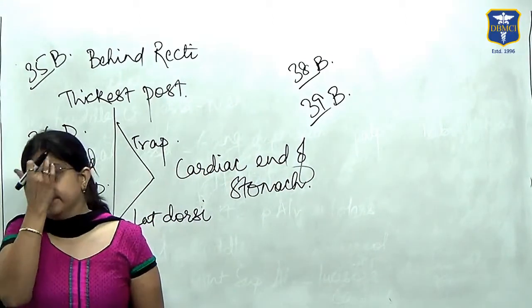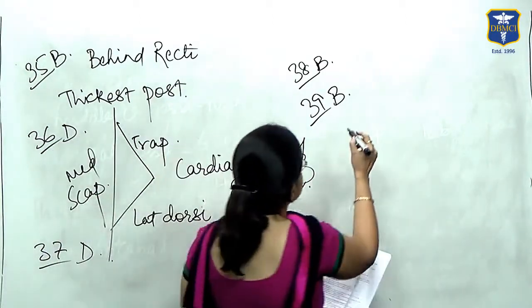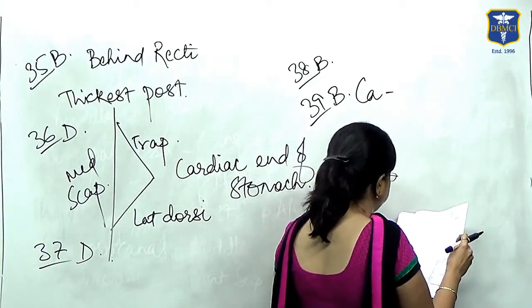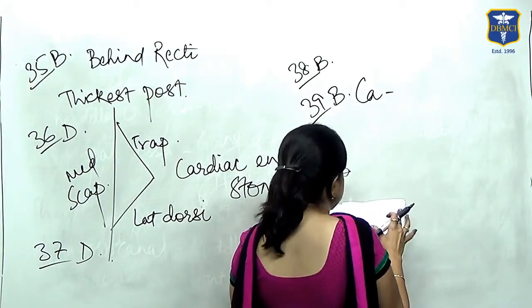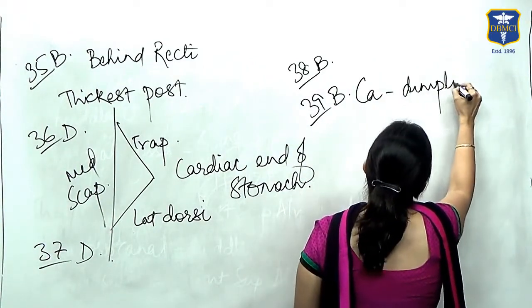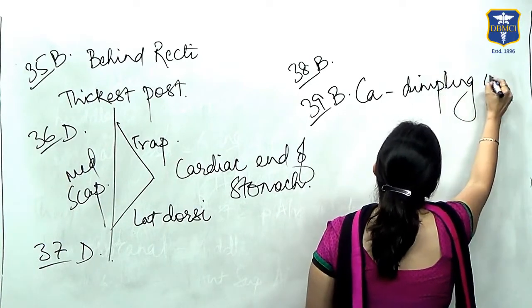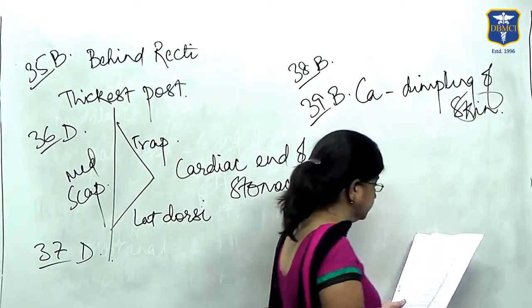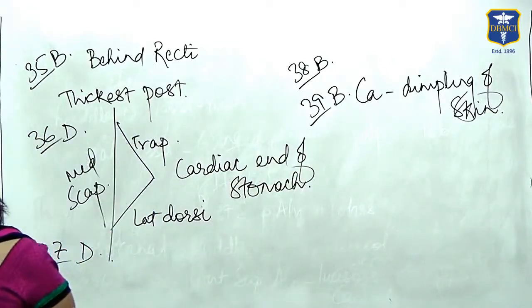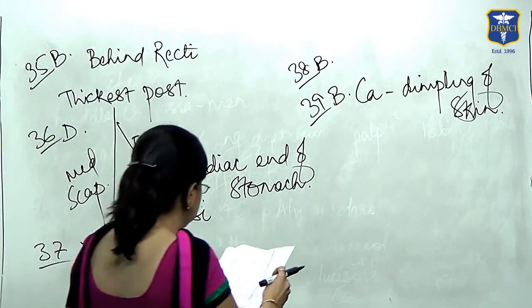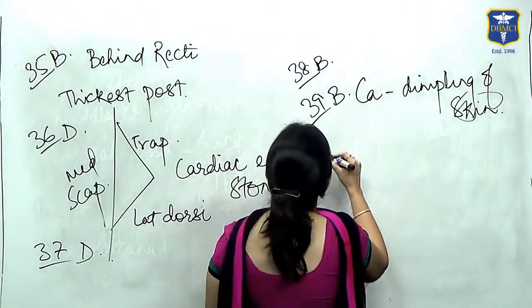Pectoral fascia. In carcinoma breast, this ligament gets invaded by the cancer cells, and this causes dimpling of the skin. As far as question 40, the answer is D.